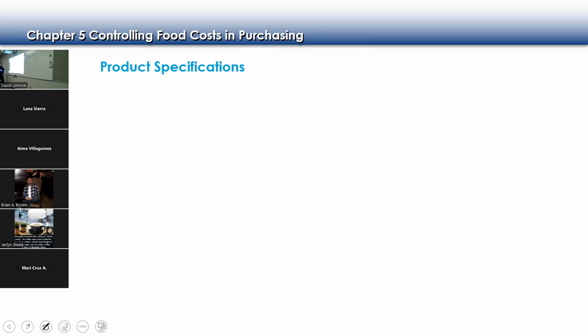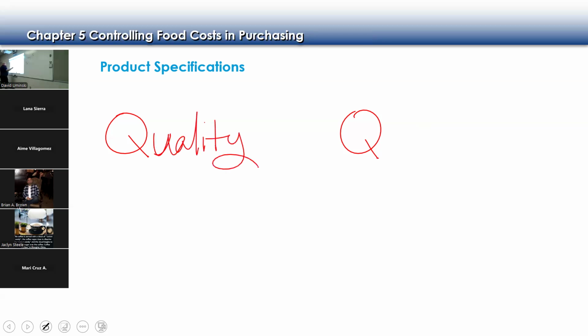And there's two different categories. One is quality. The other one is quantity. We need to know our quality and quantity of our products that we need to order. Where do I find that information of what types of products to order? From the recipe, absolutely. That recipe is going to tell us what type of ingredients we have to order.